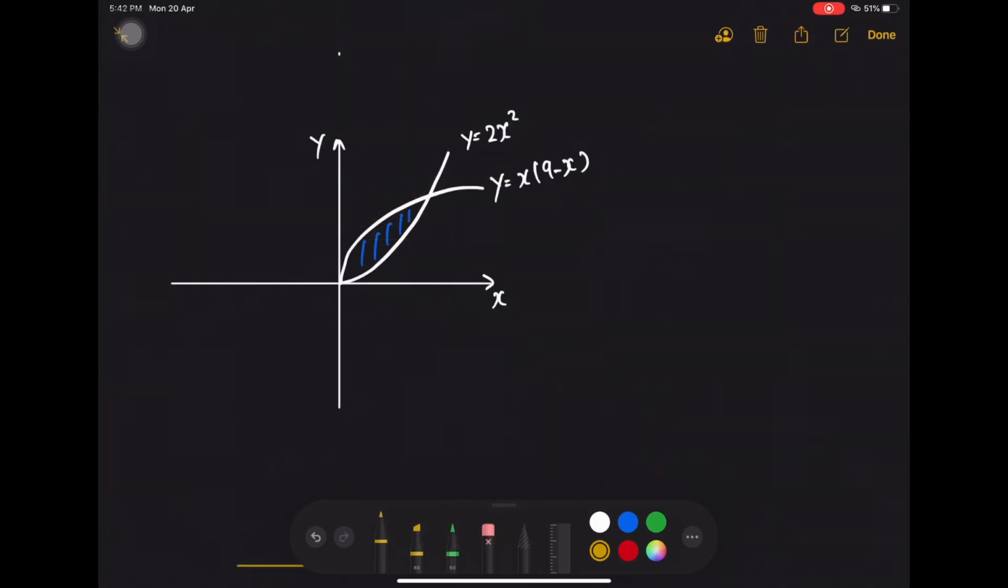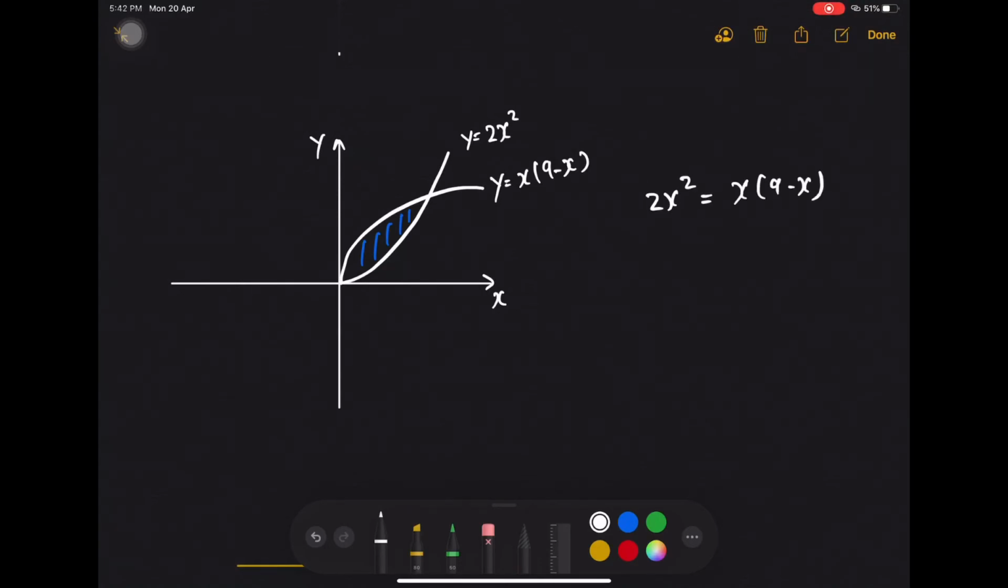Okay, for the next type of question, we want to find this area, the shaded region. We are given two different equations. The first thing to do is to find the intersection point. So to do that, we just have to equate them together.